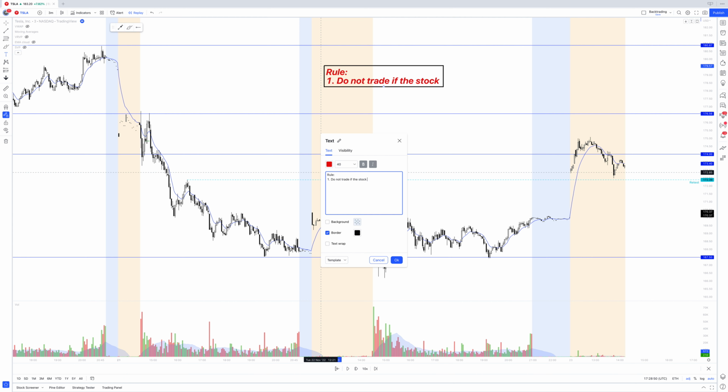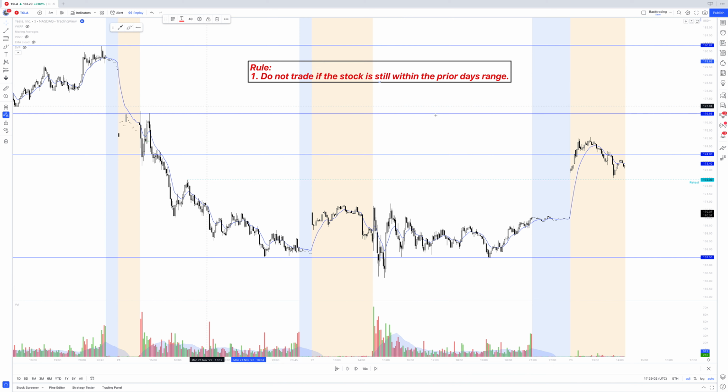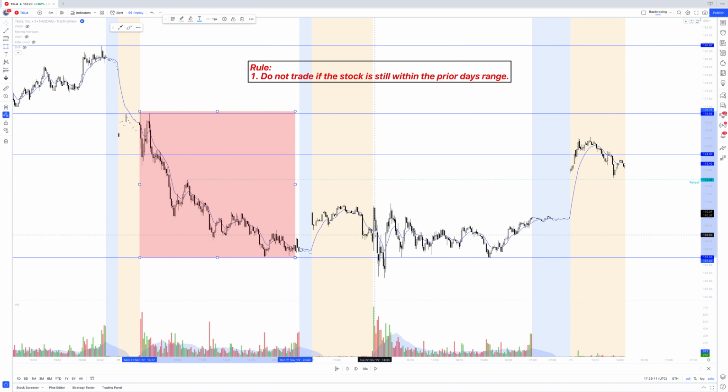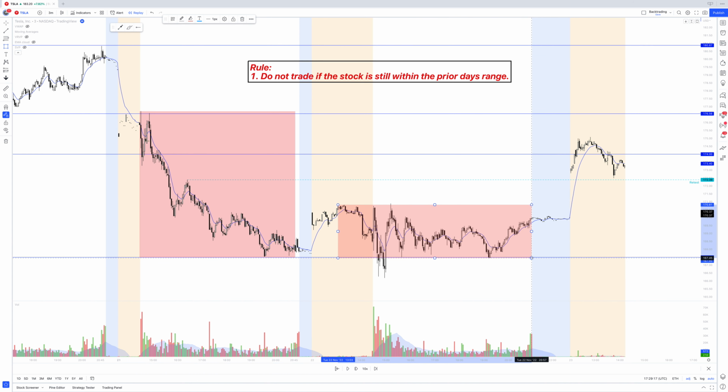Rule number one, which I always stick to when day trading: do not trade if the stock is still within the prior day's range. What I mean by that is, for example, this here is Tesla's range on the Monday. We were gapping within this range on the Tuesday, and I would not have traded this stock because we were still in yesterday's range.